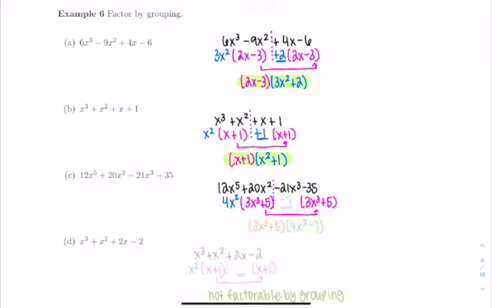So what do I need to put out front so that when I distribute, I get negative 21x cubed minus 35? And that's going to be a minus 7. And so what do they have in common? They have 3x cubed plus 5 in common. And then what's left over is 4x squared minus 7.